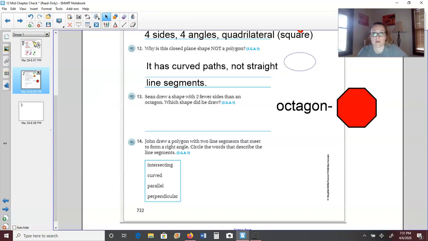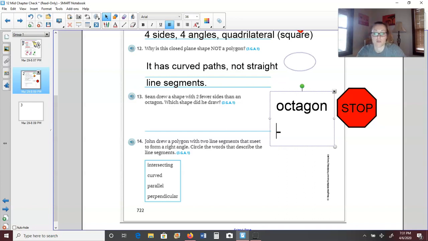You might know what this is. I want you to stop and think. There we go. All right, so an octagon has how many sides? Well, if you said 8, you were correct. Didn't realize that was still capitalized.